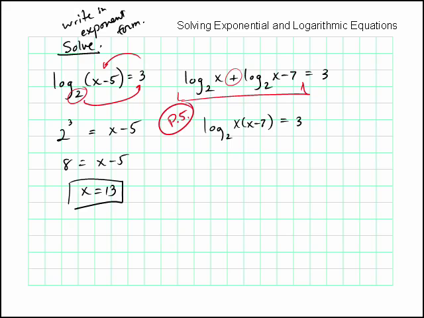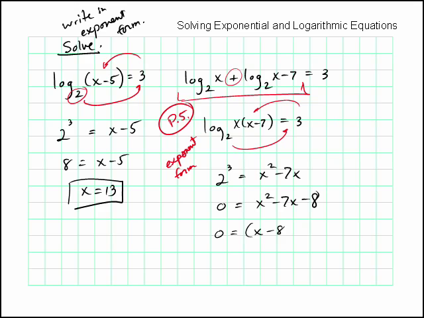Now that it's one single logarithm, I then put it in exponent form. And this is very similar to the last one now. 2 to the third power will equal this. 2 to the third equals x squared minus 7x. That's a quadratic equation, so I move this 8 to the other side, like that. I can then solve this equation by factoring. It factors to minus 8 and plus 1. And so we get two possible solutions. We get 8 or negative 1.